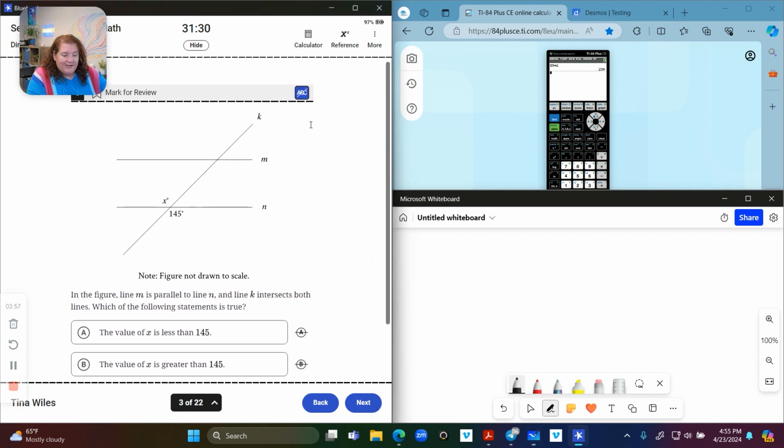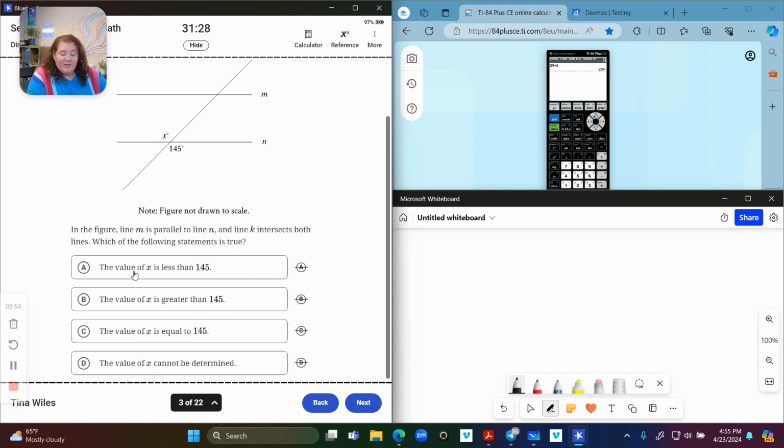So I could eliminate some answers here as we go through. The value of x is less than 145? No. Greater than 145? No. It is equal to 145. So C is the correct answer.